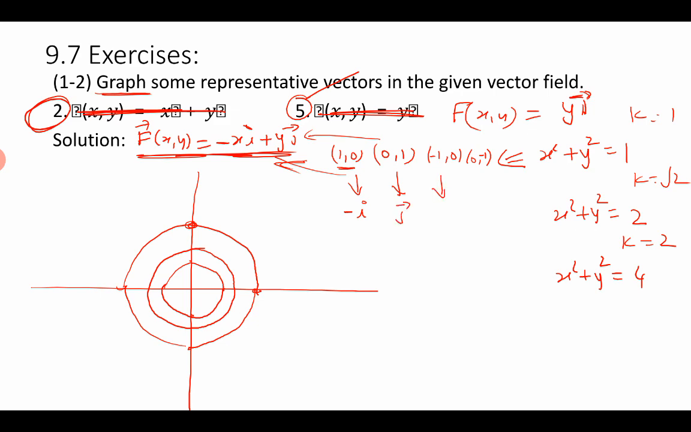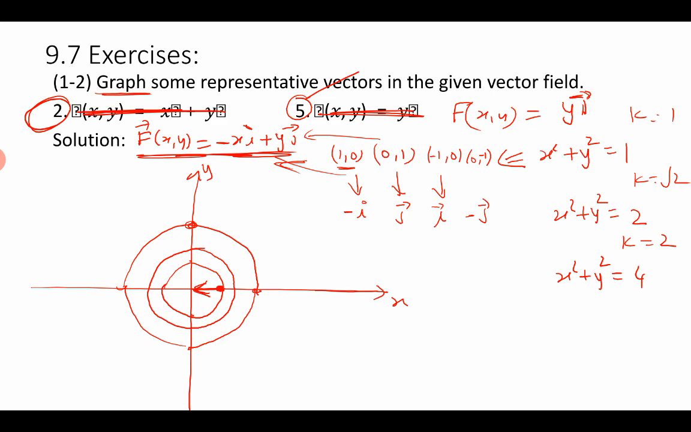The third point, x is negative 1, gives positive i. Fourth point, x is 0, y is negative 1, gives negative j. So this point is here, 1 comma 0. Negative i is in the x direction. This is x, this is y. So negative i is in the opposite direction.